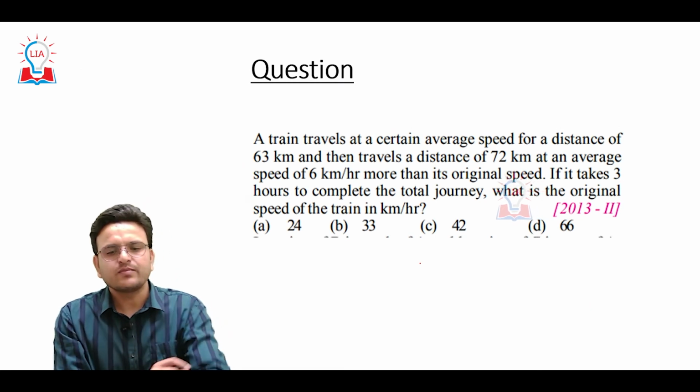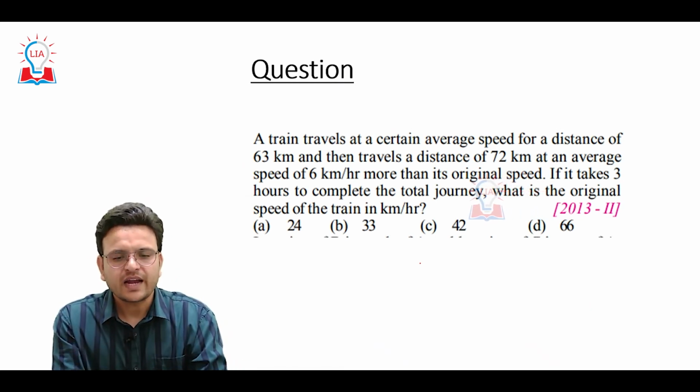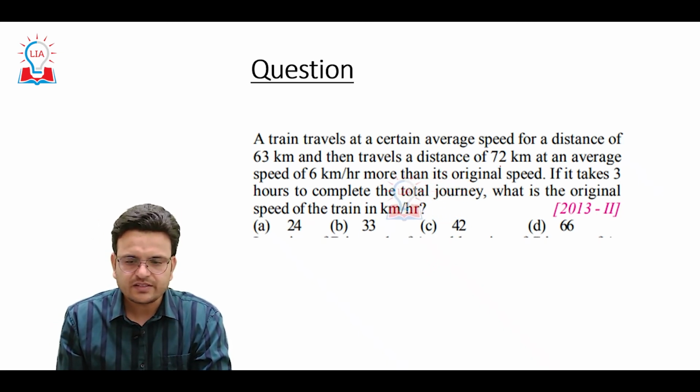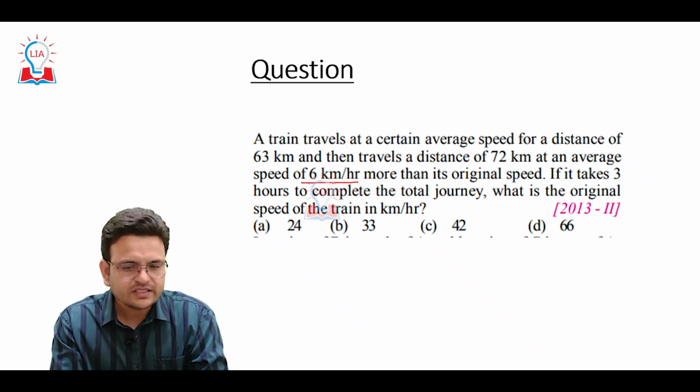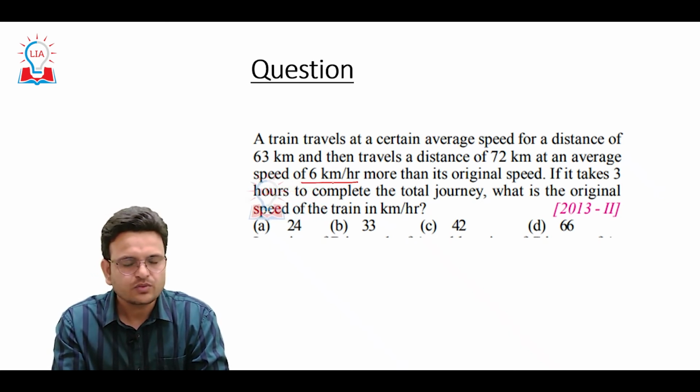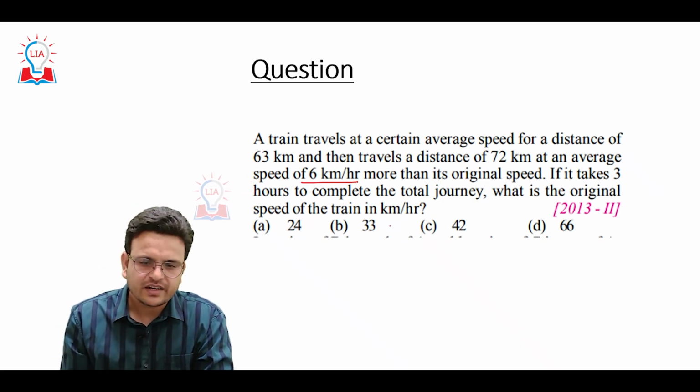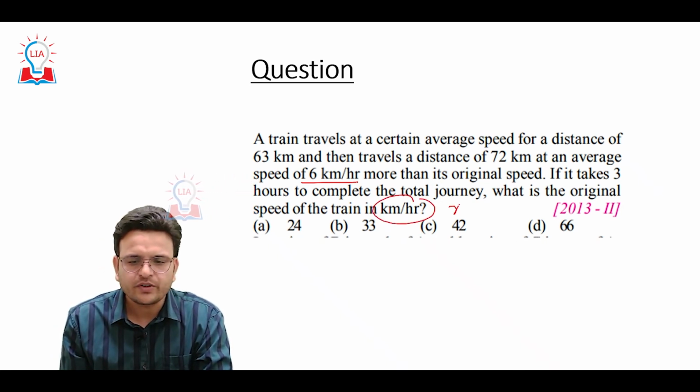Now come to one more question. A train travels at a certain average speed for a distance of 63 km and then travels a distance of 72 km at an average speed 6 km per hour more than its original speed. If it takes 3 hours to complete the journey, such a question I have already discussed. So here you can consider the train speed is x kilometer per hour.